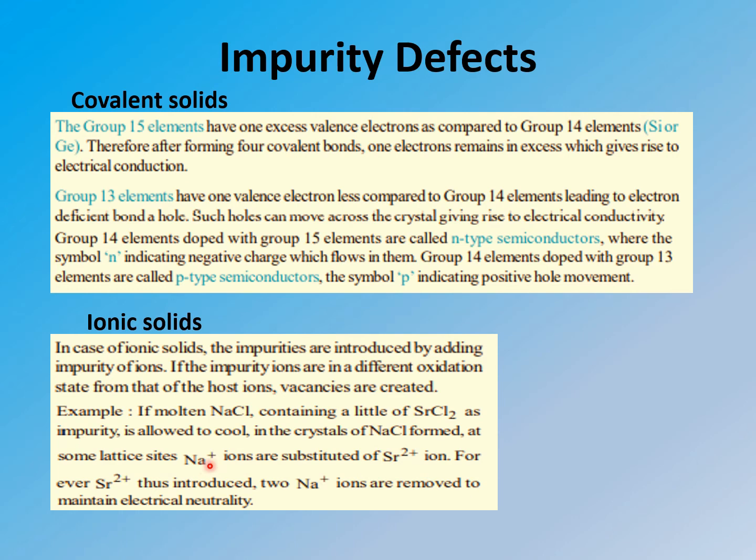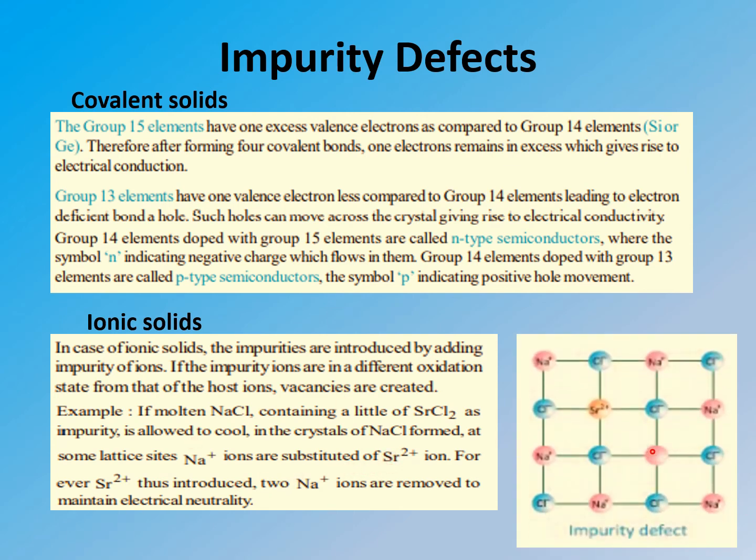This Na plus is substituted by the strontium 2 plus. To maintain electrical neutrality, instead of one strontium 2 plus, two Na plus will be missing from the lattice, so that the charges are equal. In one Na plus position the strontium is substituted, and the other Na plus position remains as a hole. So it will create a hole. This impurity defect we call it in ionic solids.